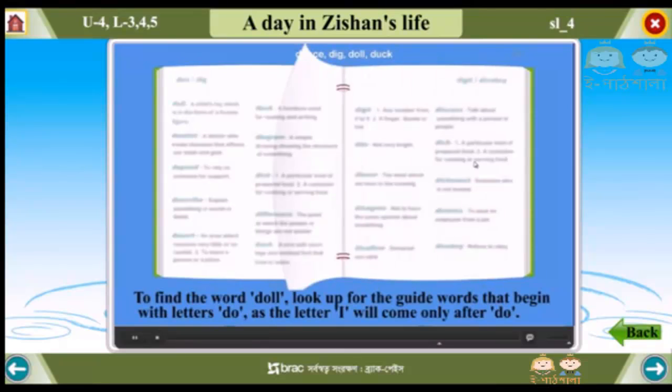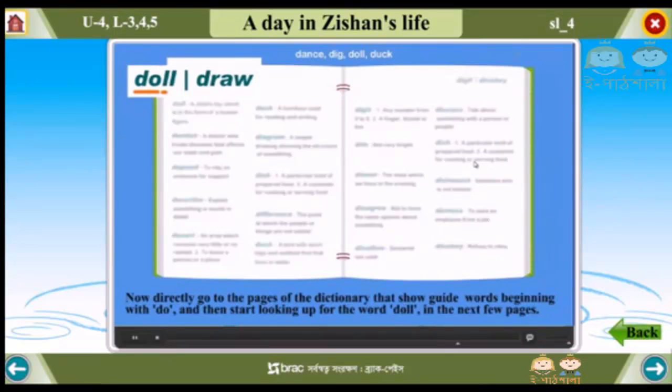Number 3. To find the word doll, look up for the guide words that begin with letters D-O, as the letter L will come only after D-O. Now, directly go to the pages of the dictionary that show guide words beginning with D-O, and then start looking up for the word doll in the next few pages.